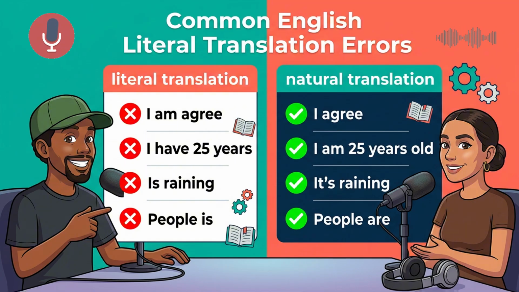When you speak English, you have to adopt the English perspective. You have to understand that in this language, agreement is a movement, an action you perform. Wow. Yes. You have to understand that age is a condition of your body, not property you own. Once you understand the perspective, the grammar naturally follows. That is a wonderful way to look at it. You aren't just memorizing rules, you are learning how a different culture categorizes the world.